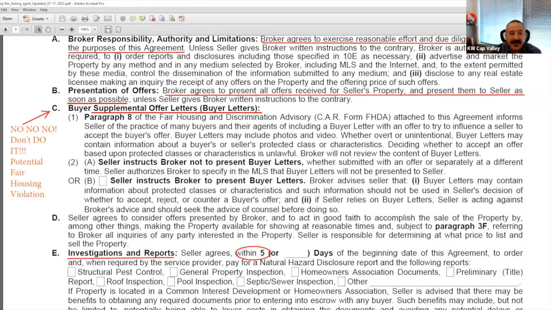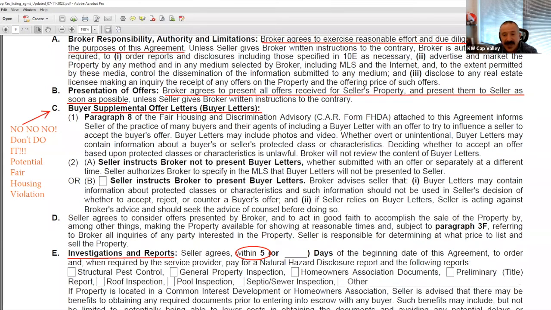And what it says here is you can even, unless the seller checks this box right here under C2B, you are actually allowed to put it in the MLS comments. Please do not send over buyer letters. But if the seller is dead set against turning these things down and he wants to see them, he would have to check this box here where it says seller instructs broker to present buyer letters.